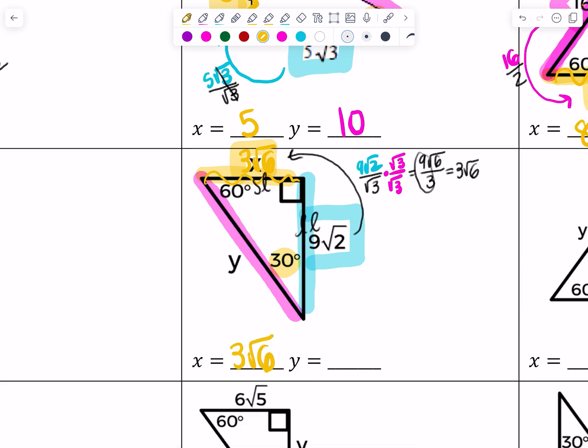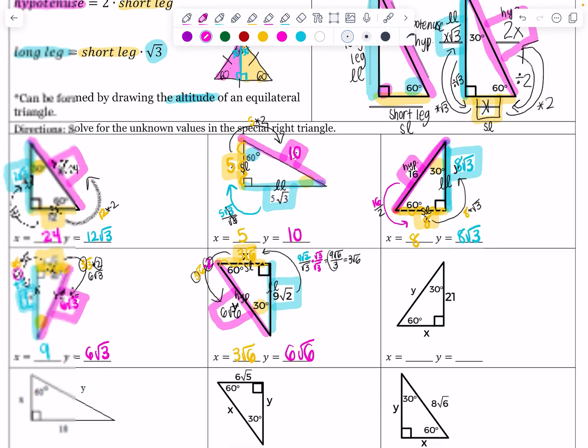Okay, now that's our short leg. So how do I go from my short leg to my hypotenuse? To go from the short leg to the hypotenuse, you're getting bigger. You're going to get 2 times bigger. So I'm going to take the yellow amount, which is 3 root 6, and I'm going to double it. I'm going to multiply that by 2. That is 3 wholes times 2 wholes, which is going to be 6 root 6. 6 root 6 would be my final answer for the hypotenuse of this shape. And so I'm going to fill that in for our y value. That would be 6 root 6, which is double 3 root 6. So all of these radical rules are kind of coming back and coming all together today.